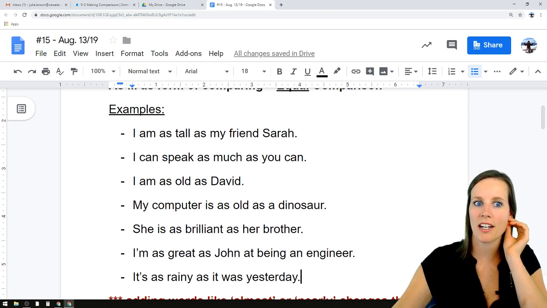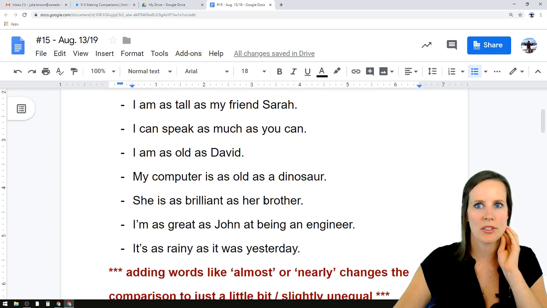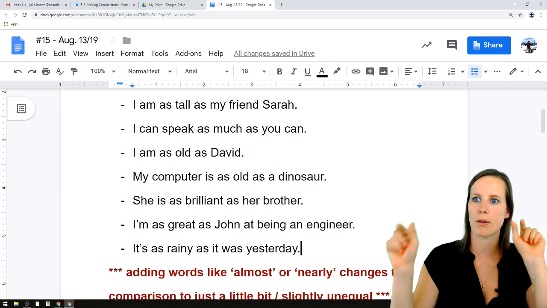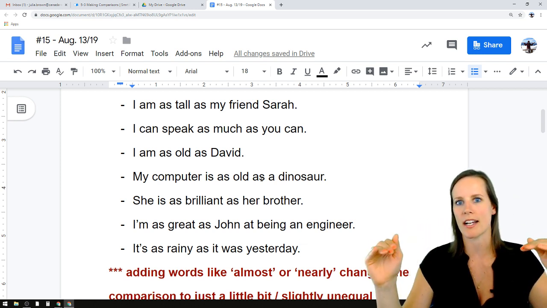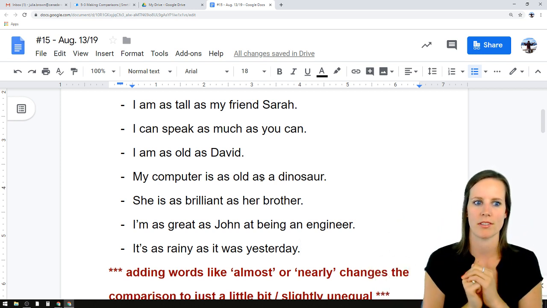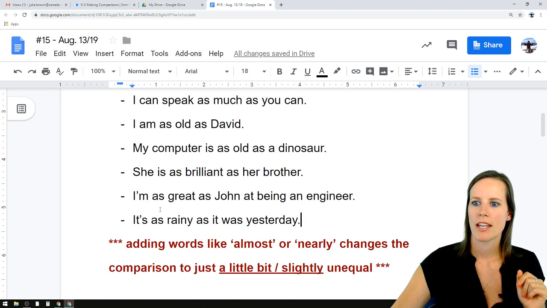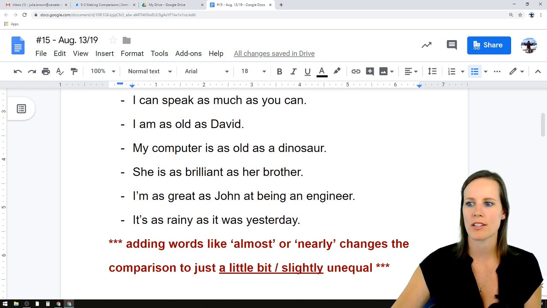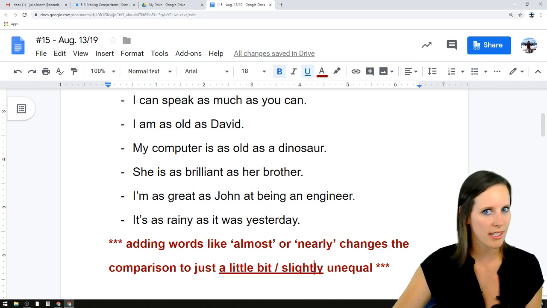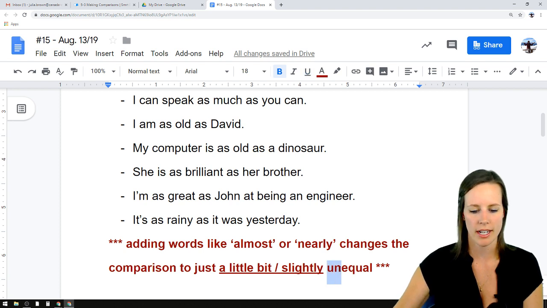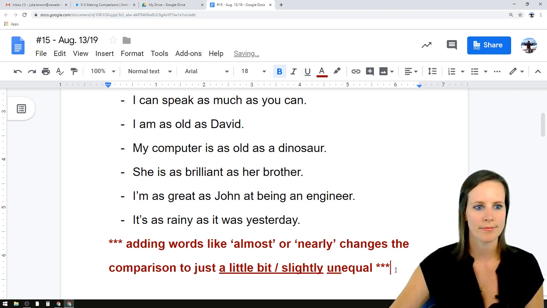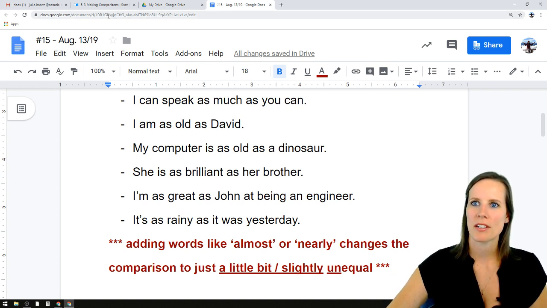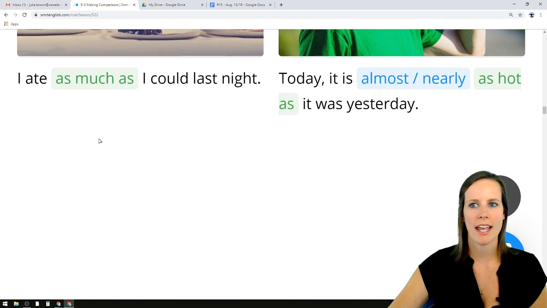So I'm seeing a lot of good examples. I think everyone's cool with that. If you're using a positive sentence, then both nouns on either side of "as" are equal. Okay? So don't forget that. Adding words like "almost" or "nearly" changes the comparison to just a little bit or slightly unequal. Okay? Unequal. So don't forget that. Lolly, good sentence. Good. So I'm going to go back to the document and keep going down.